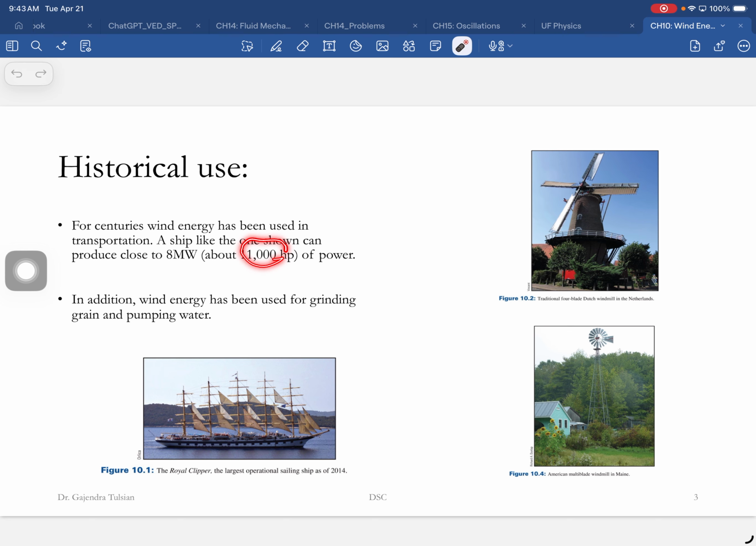In addition, wind energy has been used for grinding grain. So here's a place where you grind grain, and pumping water. So we've been harnessing wind energy for thousands of years.